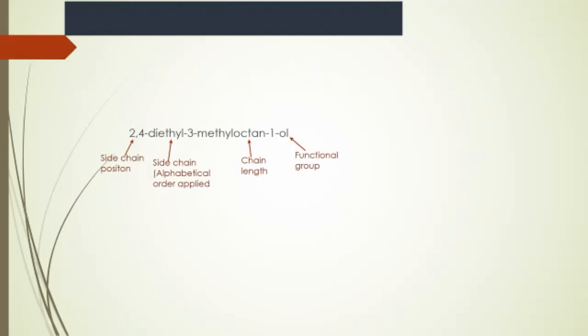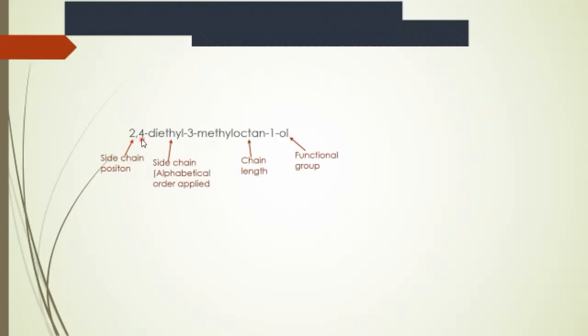Let's talk about the naming. You've got 2,4. Realize something here. You start with the position of the side chain because we want to end with the actual name. We want to end with the name that tells us what we are naming in the first place. We don't start with that first, no, no, no. We end with it. 2,4. These must be in ascending order. That's the first thing that you must check.